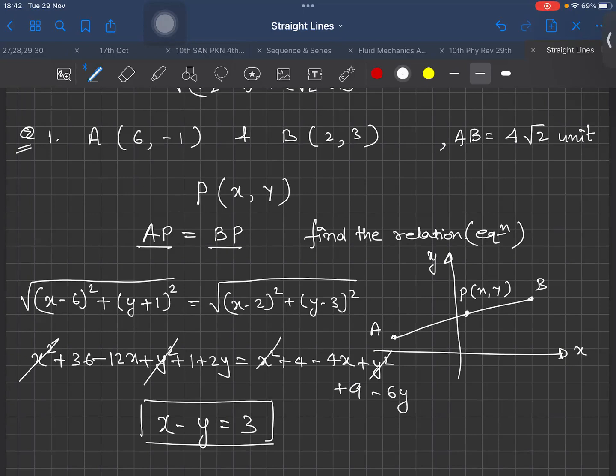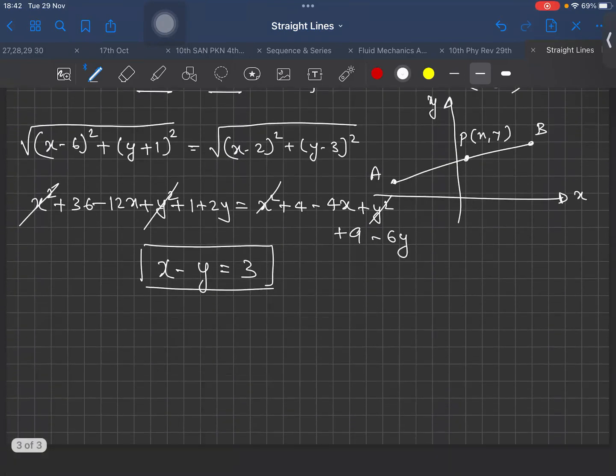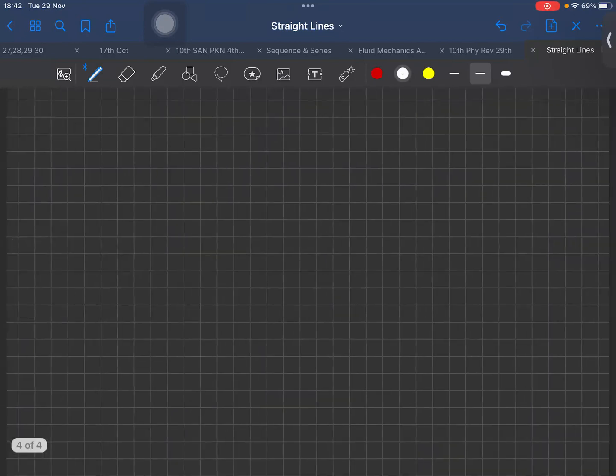I'm not going to waste much time on this. Using this, we can prove isosceles triangles. We can prove equilateral triangles using the distance formula. We can do these things. Okay, write down next. Write down section formula.